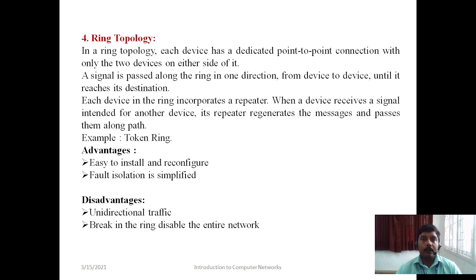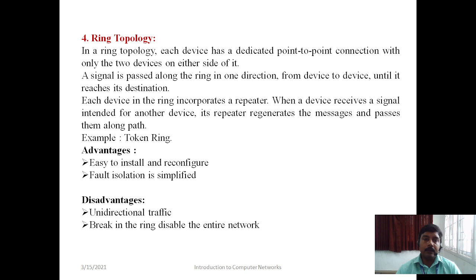This is a different network topology, where devices are arranged in a ring fashion. A signal is passed along the ring in one direction from device to device until it reaches its destination, where each device accommodates a repeater. This repeater is used to boost the signal when the received message is not intended for its own device. So when a device receives a signal intended for another device, its repeater regenerates the message and passes it along the path. Example: token ring.